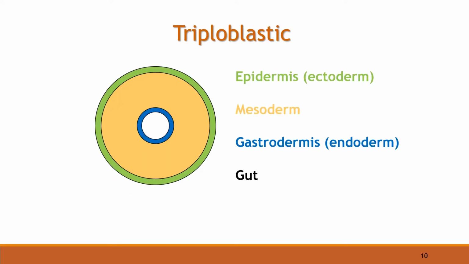Here's how these tissue layers are organized. We've got this epidermis on the outside in green, the gut on the inside surrounded by this gastrodermis, which you can see in blue, and this peachy mesoderm in between. You may have noticed these additional words next to the names of these tissue layers, and these refer to the early development of these tissue layers, which we refer to as embryological germ layers.